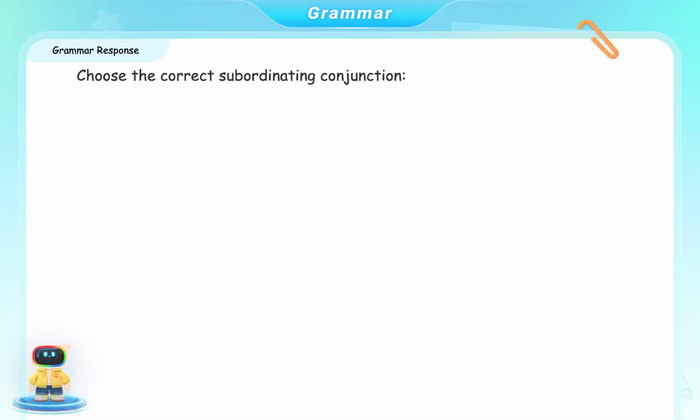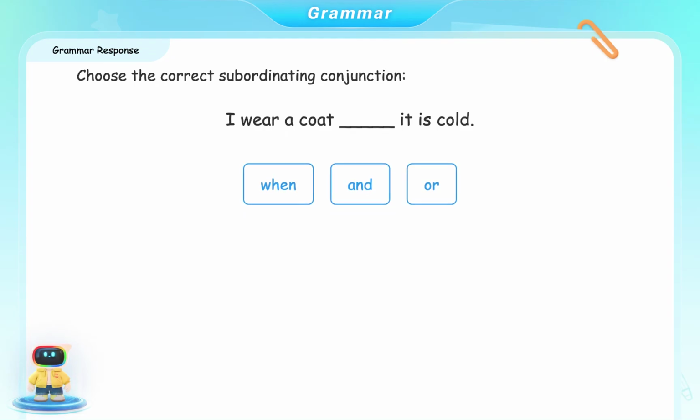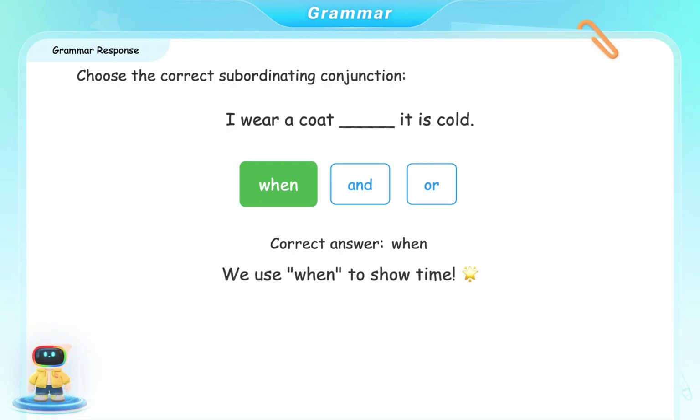Let's practice. Choose the correct subordinating conjunction. I wear a coat, it is cold. Which subordinating conjunction should we use? The correct answer is when. We use it to show when something happens. Great job! You're getting good at using complex sentences.